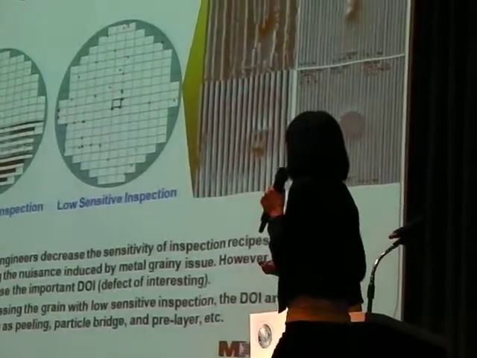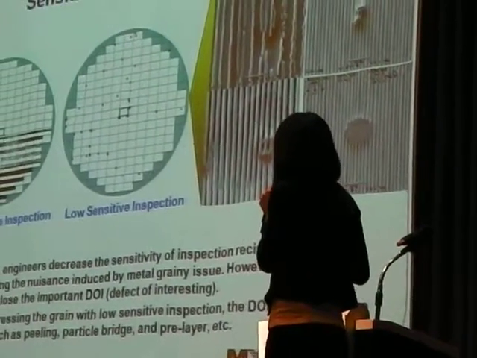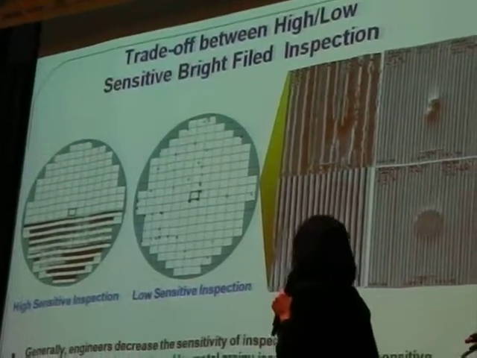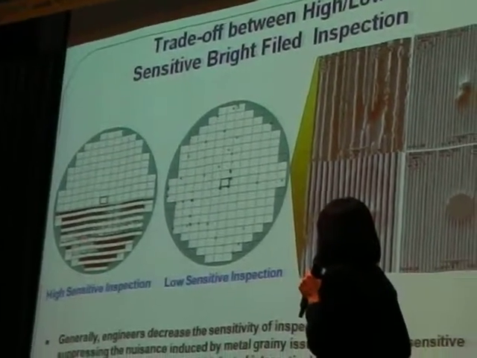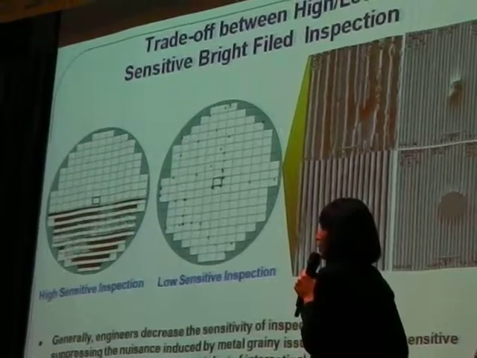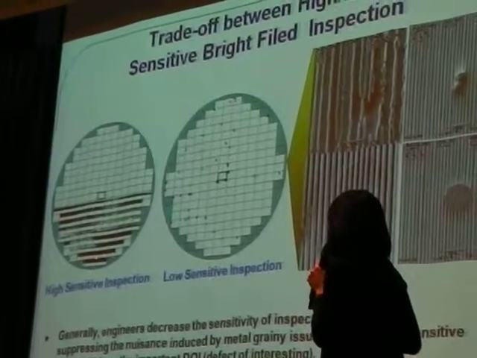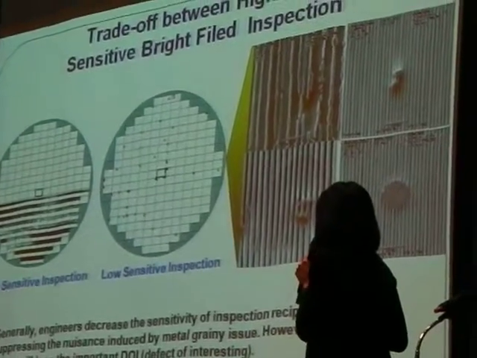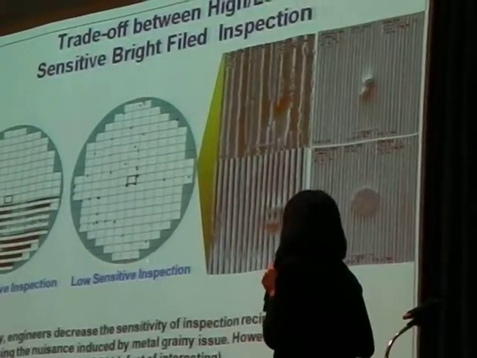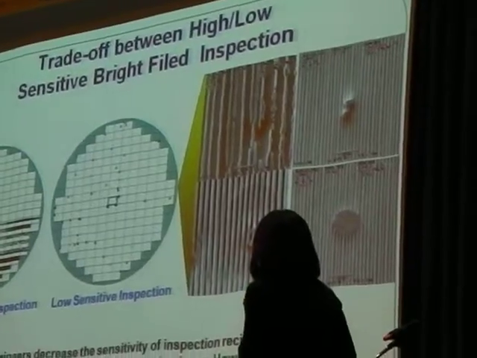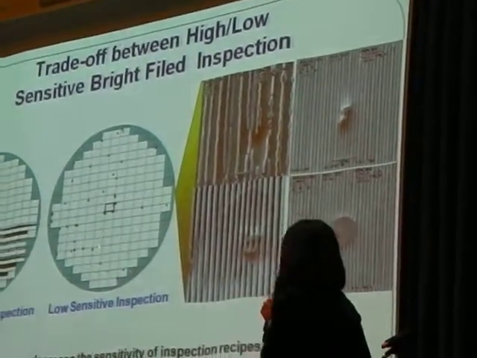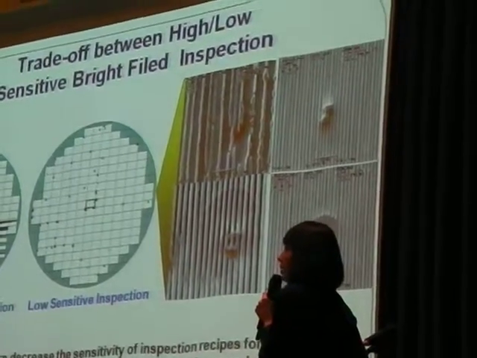And now we will see the example of a trial between different sensitivities on wide field inspection. On the left side is the high sensitivity inspection. We gather the worst nuisance and fewer DOI. And the right side is the low sensitivity. It separates the major nuisance and only gets a big size DOI. And if we use this recipe to inspect, we will lose the important DOI.